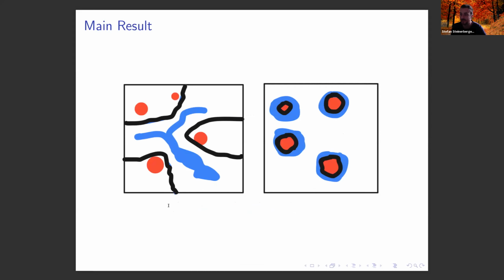And so here's a picture, right? Suppose you have the red measure, which looks like this, and you have the blue measure. Red measure means the function is positive, blue measure means the function is negative. And if it looks like this, then you sort of have to have these black zero sets.